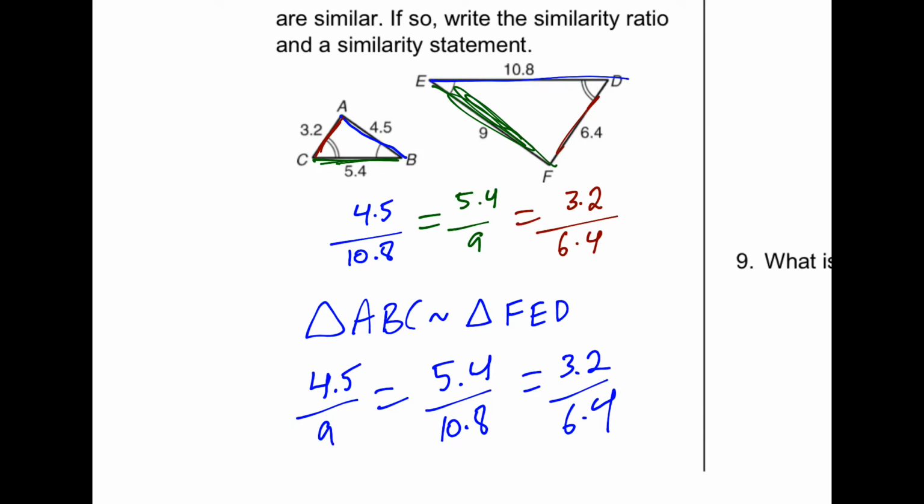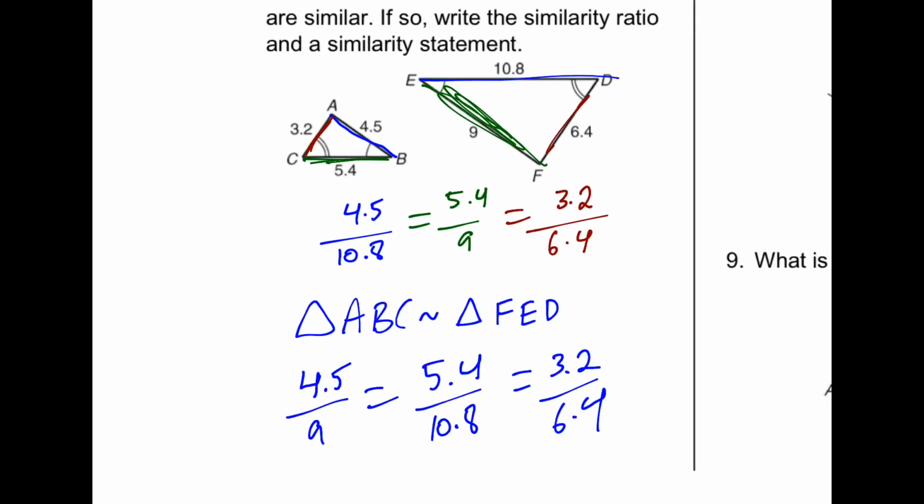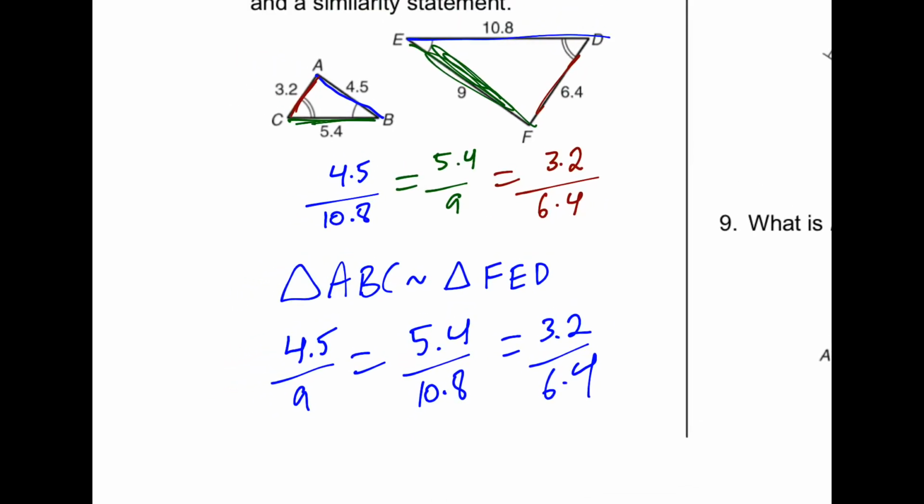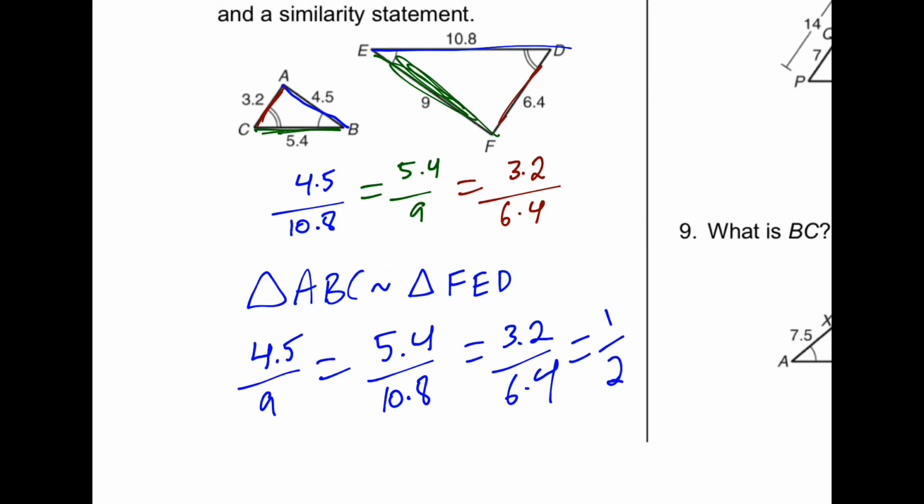However, if I change the order of the letters in the second triangle, originally it was DEF, and if I change it to FED, now these can be similar, because AB is 4.5 and FE is 9, it's just double, and BC is 5.4, where ED is 10.8, which is just double, and the last one, 3.2 and 6.4. So the order of that second triangle mattered. The ratio between these is 1:2.